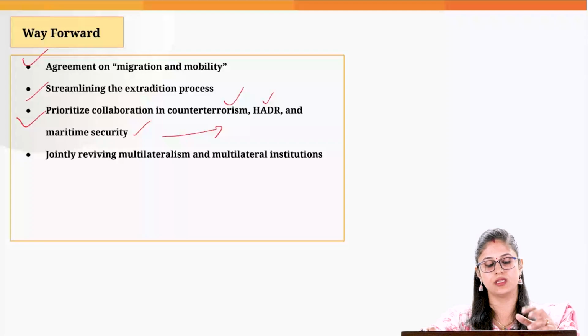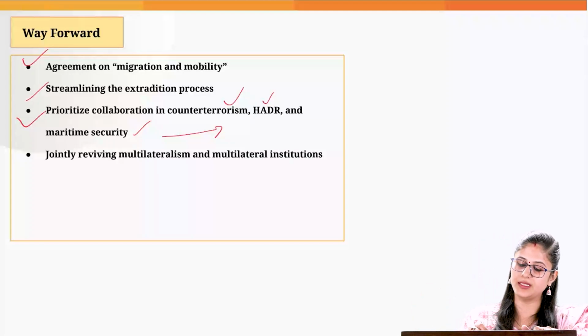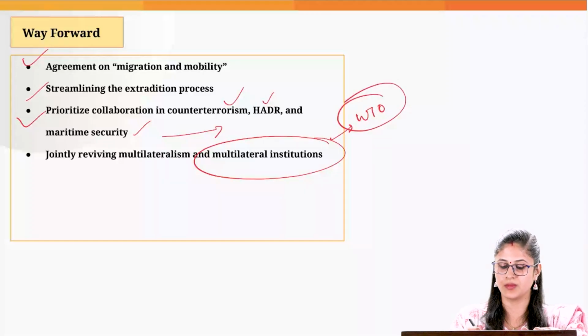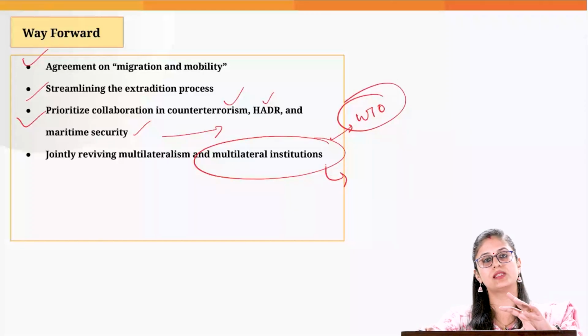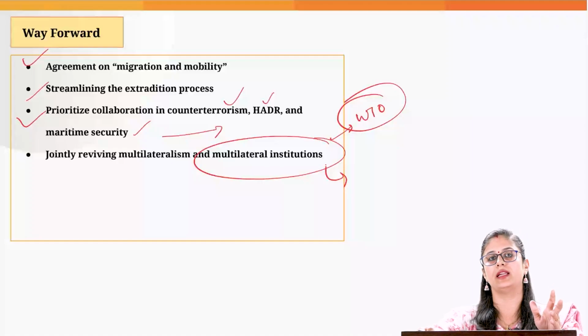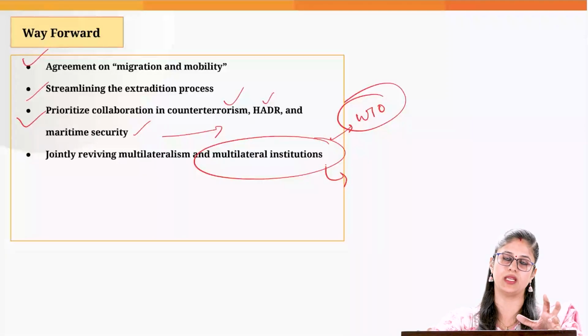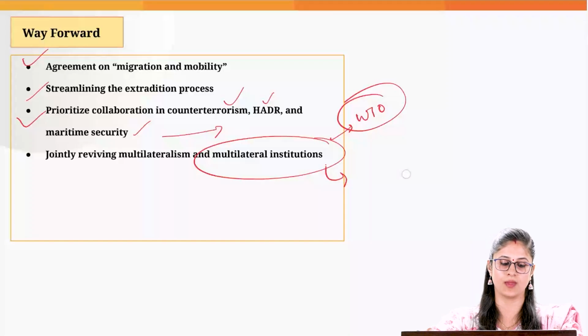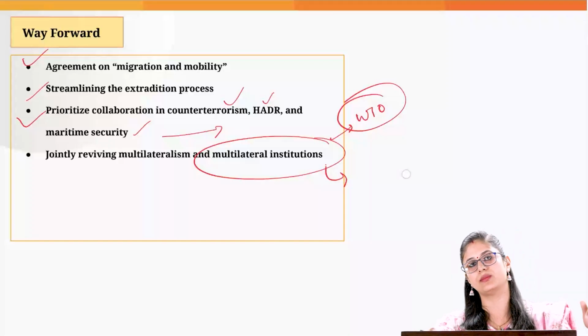And the two countries should jointly revive the multilateral institutions like the WTO dispute settlement mechanism. Now, as the US has opted out from the Paris Agreement, UK and India should come together and speak in favor of the developing nations. UK should provide the requisite climate finance which is needed by the developing economies. That's all that we need to cover when it comes to this particular issue.